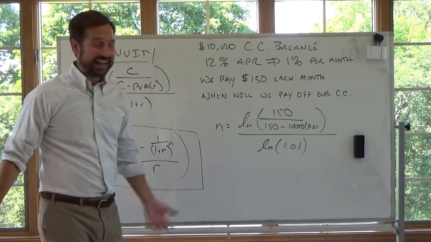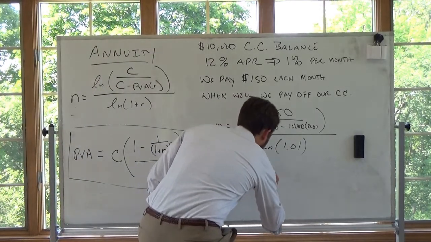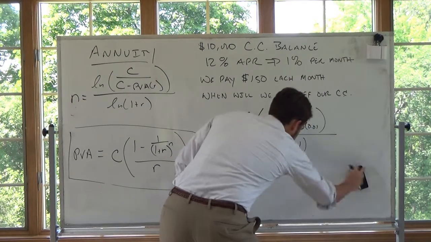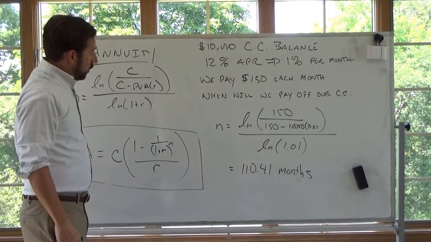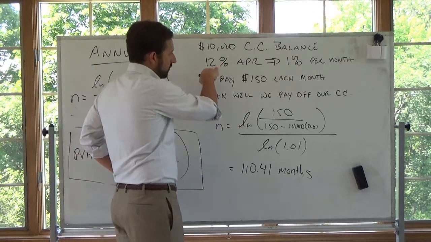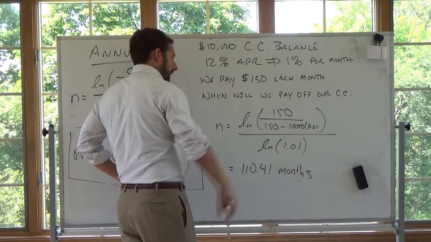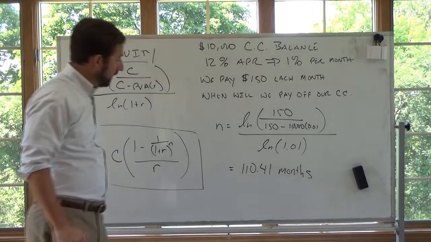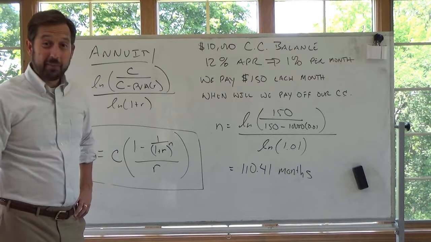So before I started, I calculated this. This should be equal to 110.41 months. That's bad handwriting for months. Good. So in other words, we owe 10,000. Credit card is 12% APR, which means we owe 1% per month. We make $150 payments. We should pay off our credit card in 110 months, right? So quite a long time, actually, when you think about it.